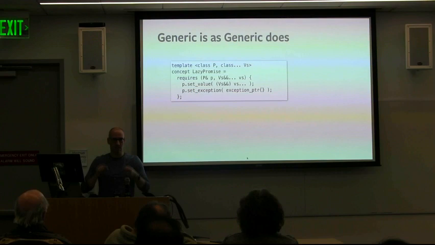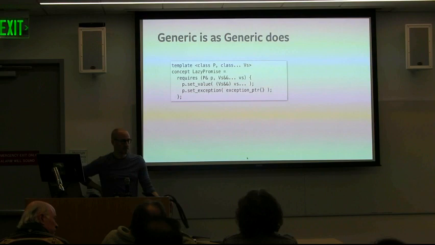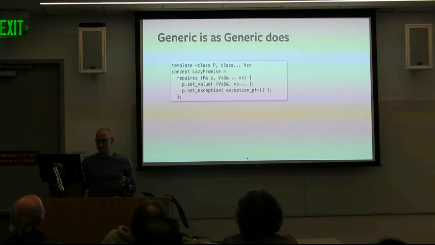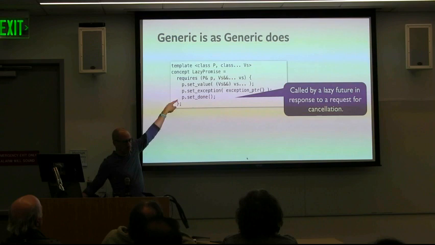So I have one question. If your main thread wants to cancel, like if it's asked to terminate or something, how does that work? Oh, cancellation is very interesting. We'll get to that. In fact, I'm going to get to that real soon. So set value and set exception, and set done. Set done is what gets called when there is cancellation.